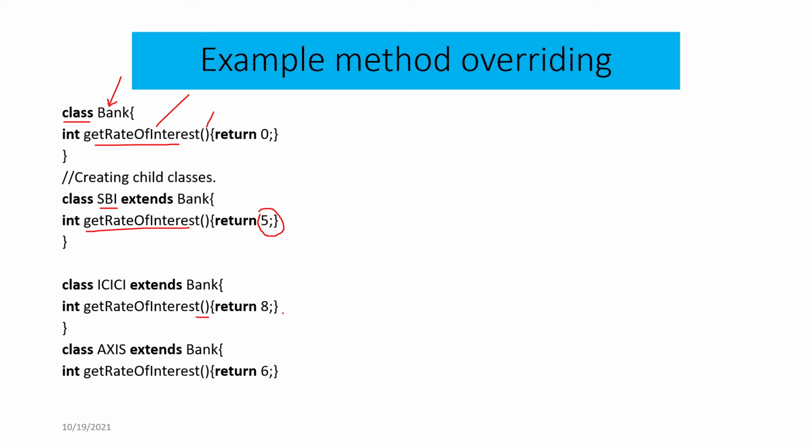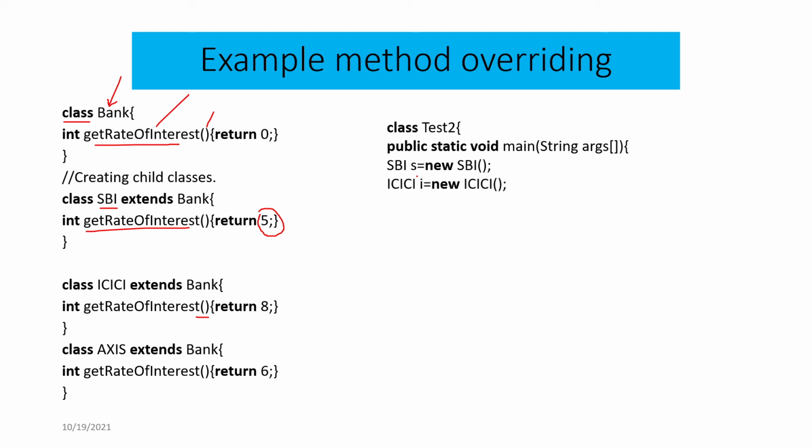Now I am going to write the main function. Again I will create one class, Test2, with the main function. Here I am creating an object for my first child class, SBI. My child class object is s. Then for ICICI Bank, I am creating one object named i. For Axis Bank, the object name is a. Now I am going to call the corresponding methods by using the objects.